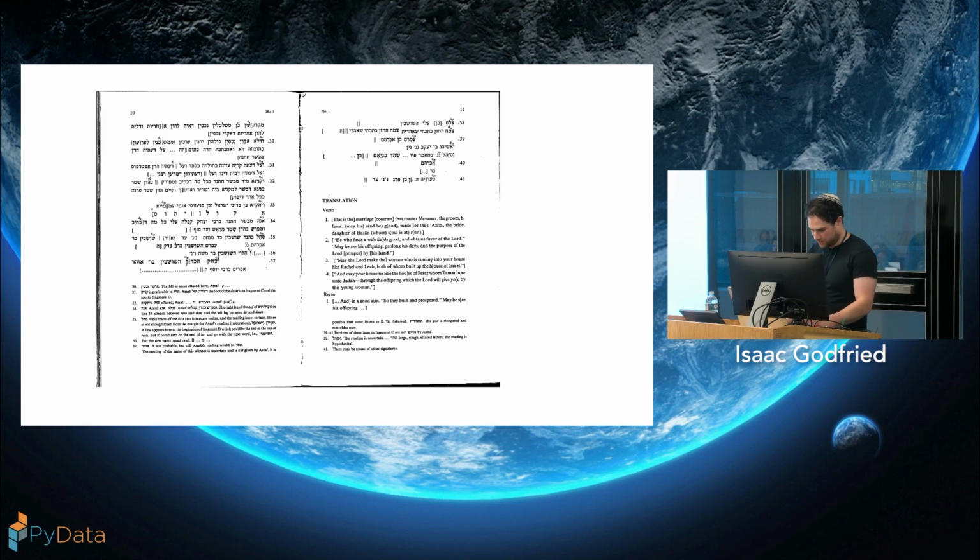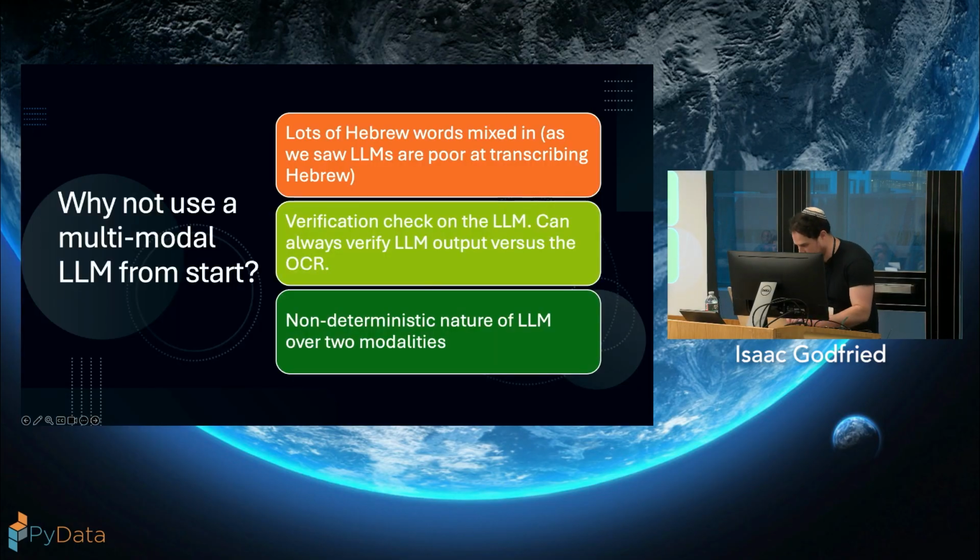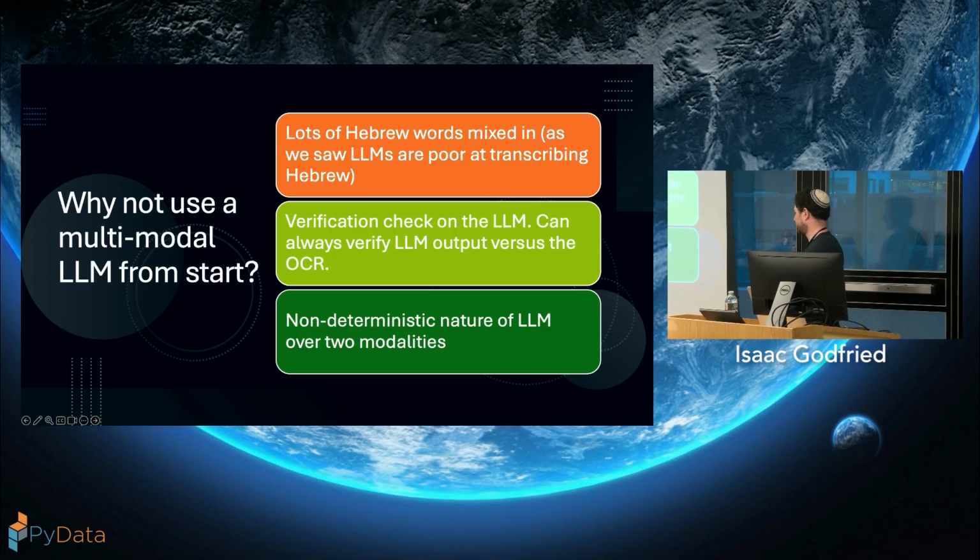So basically the idea was to have a multi-step process. You might be wondering why not use the LLM from the beginning, but as I outlined, the vision layers of LLMs seem to be particularly poor at Hebrew, even in some cases modern Hebrew, compared to OCR. And I think generic OCR can also act as a verification check on the LLM outputs, so you could compare the two.